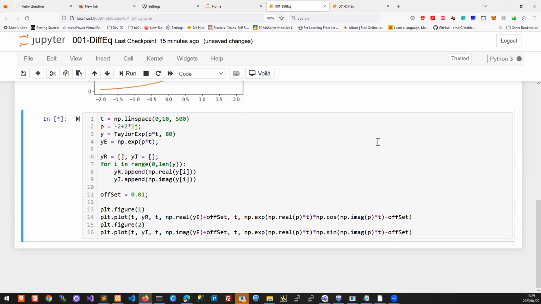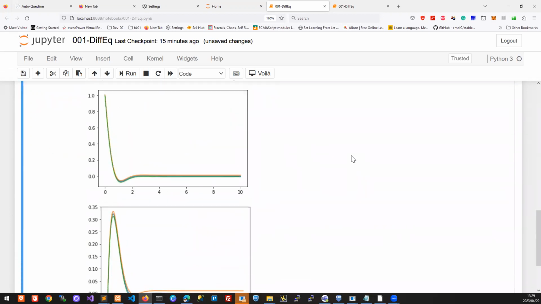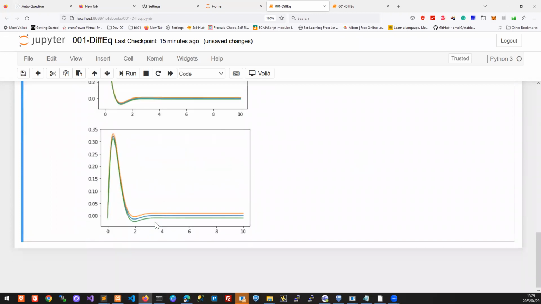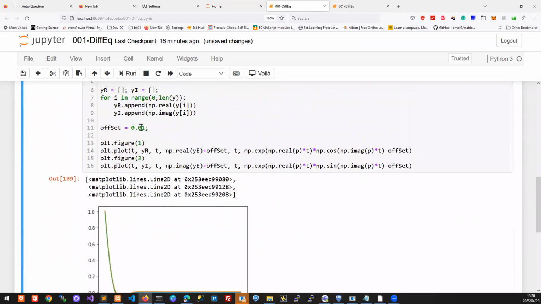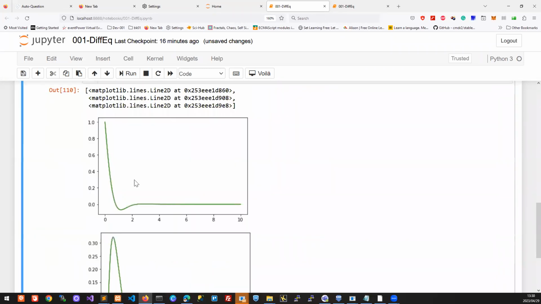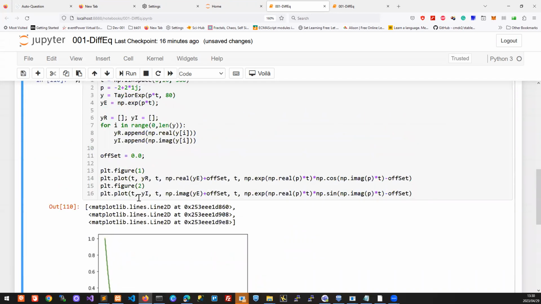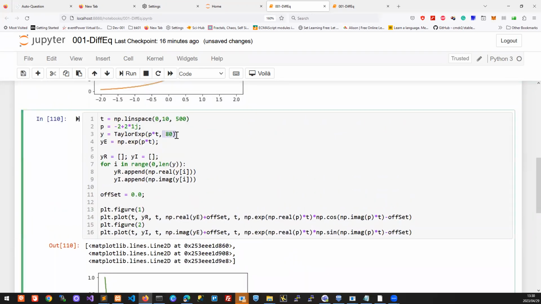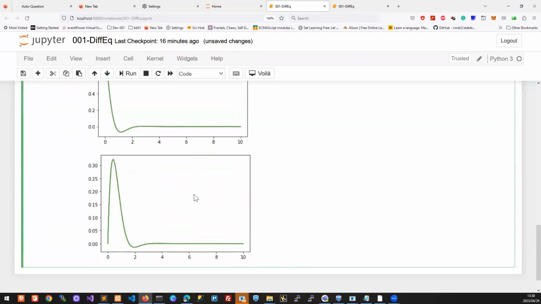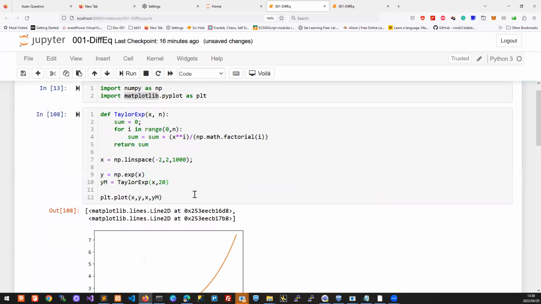And let's run this. And we can see here the lines follow the same shape. And if we drop the offset to 0, then the lines are lying one on top of the other. There is a tiny little offset, and that's probably because it is an approximation, a Taylor series approximation. Okay, so it seems that it agrees, right?